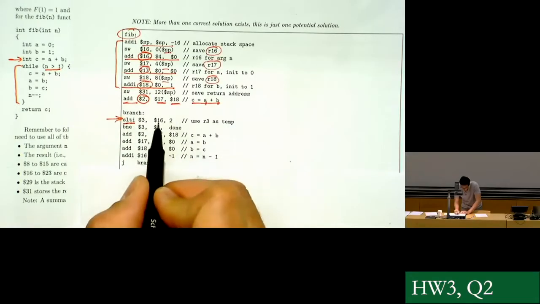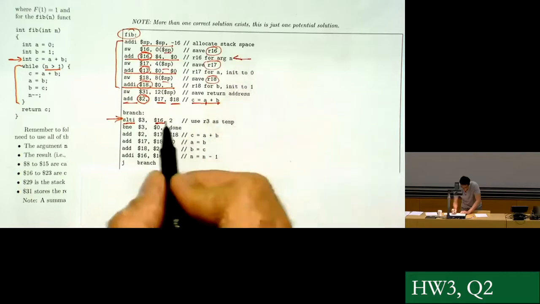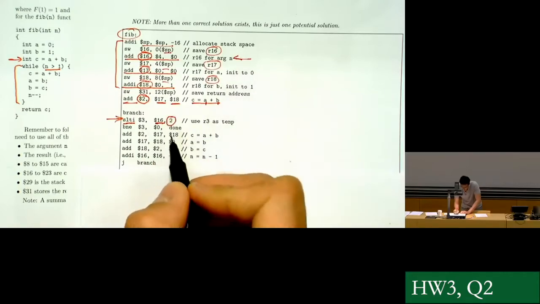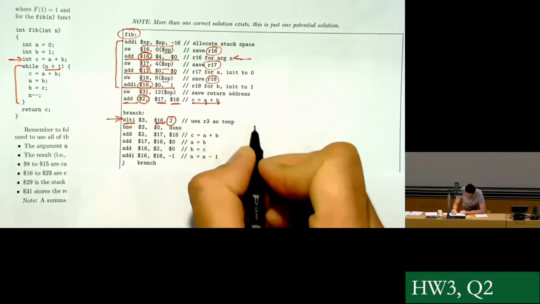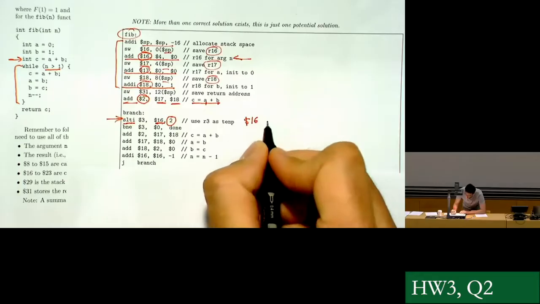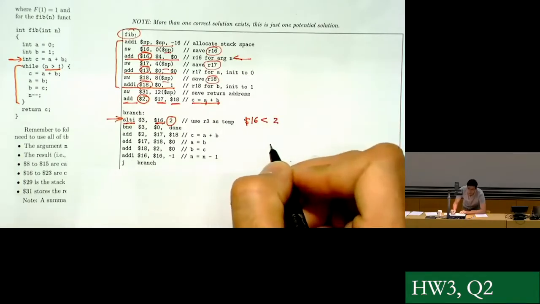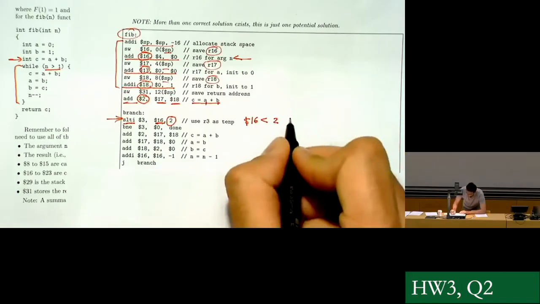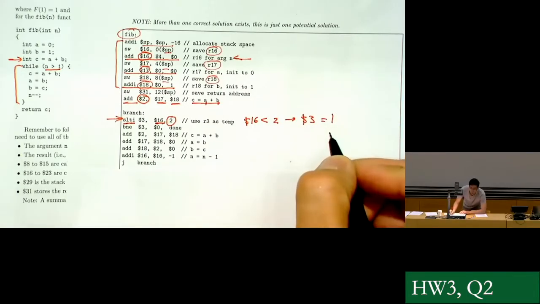We compare this register 16 that contains n to 2, and if register 16 is less than 2, then register 3 will be equal to 1, right?